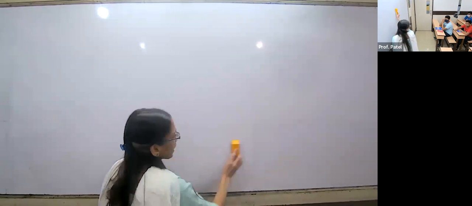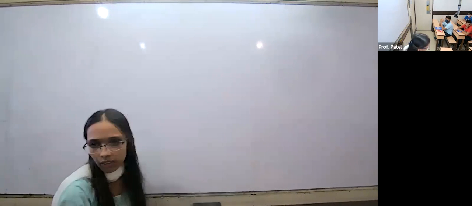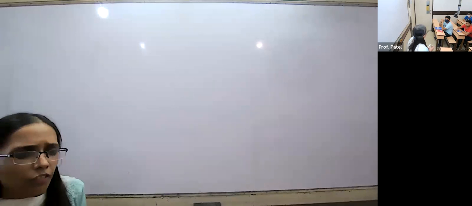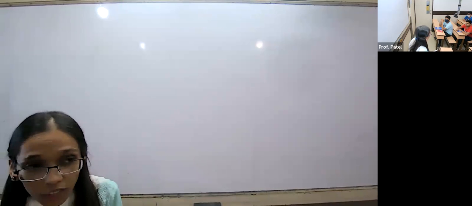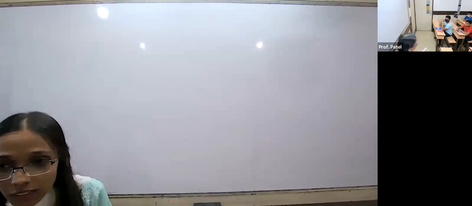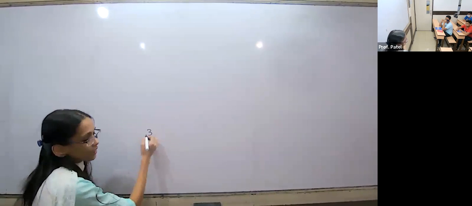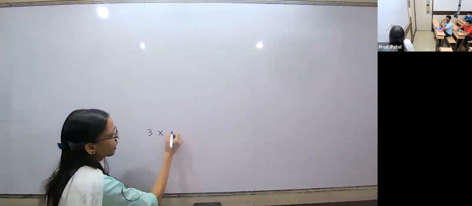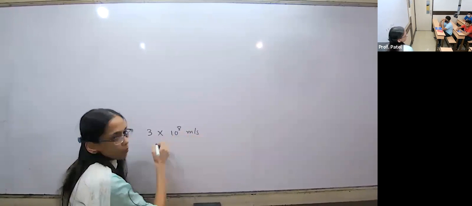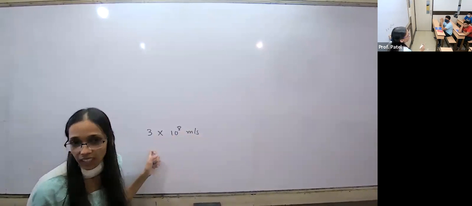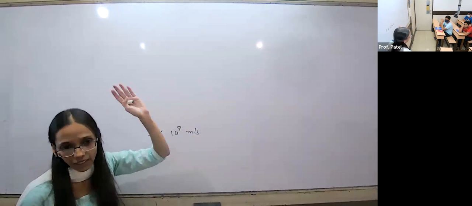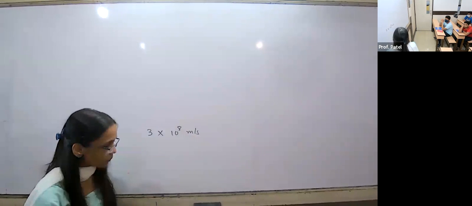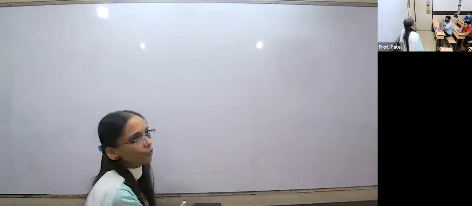And I did speak about light year. What is light year? Light year is the distance traversed by light in a year. So what is the speed of light? If you remember, it is 3 into 10 to the power 8 meter per second. This at least you should remember. This is the speed of light in just 1 second, and just imagine how much light can travel in 1 year. We did all those conversions.